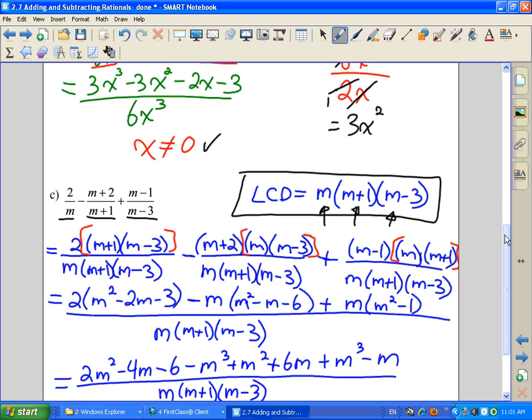Now the hard part, ladies and gentlemen, is taking a look at how we get these to be equivalent. So ladies and gentlemen, looking at our denominator, from the first expression, we already had m that existed, so that factor exists as it is.